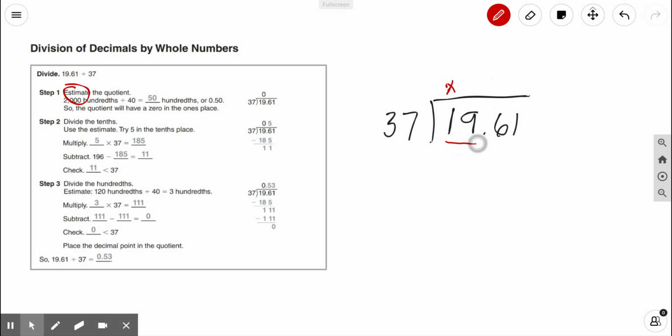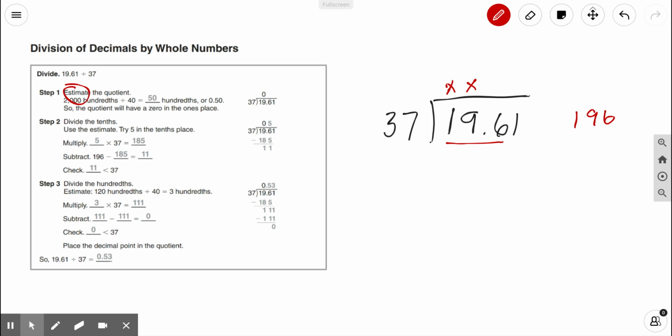So now my new number is 19. 19 is still less than 37. So how many times can 37 go into 19? Again, none. I'm going to put another X there. Okay. Now, my new number, even though there's a little decimal stuck in there, is 196. How many times can 37 go into 196? For me, I have to do some work on the side. So what I'm going to do is I'm going to start kind of estimating. I know that 37 is close to 40, and 40 times 5 would be 200.